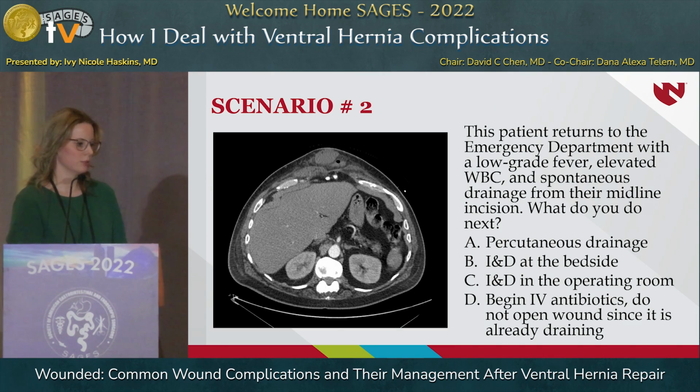Next scenario, this patient returns to the emergency department with a low-grade fever, elevated white blood cell count, and spontaneous drainage from their midline incision. What do you do next? A, percutaneous drainage, B, I and D at the bedside, C, I and D in the operating room, D, begin IV antibiotics, do not open the wound since it's already draining. This is a poll question.